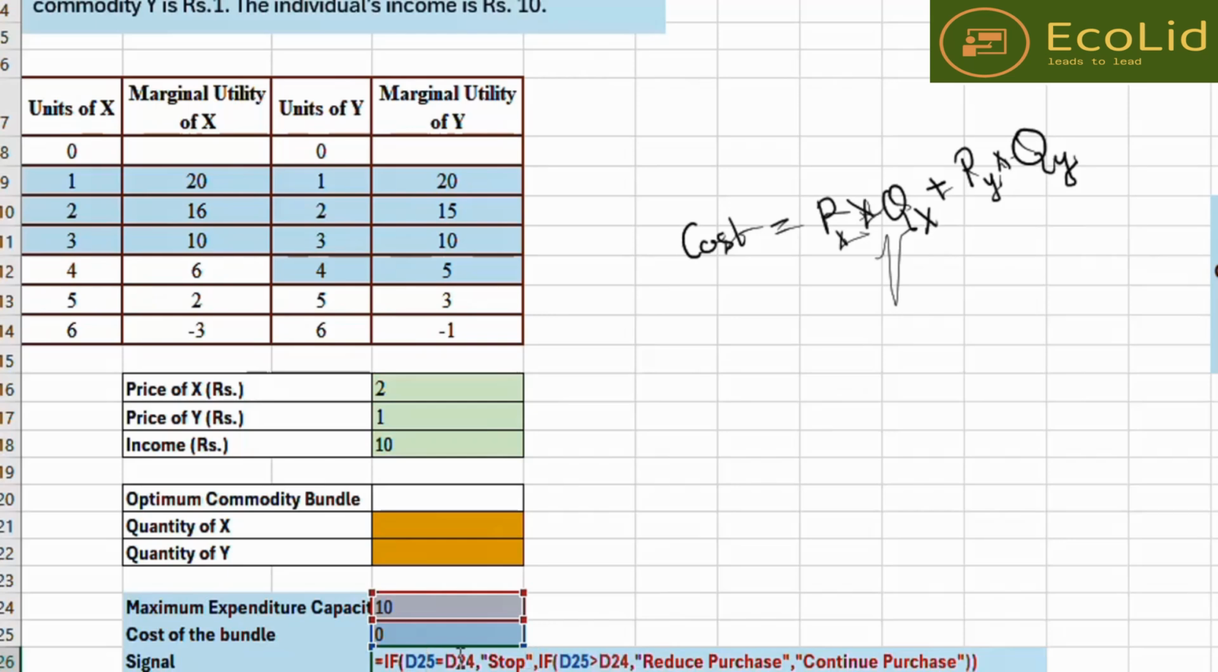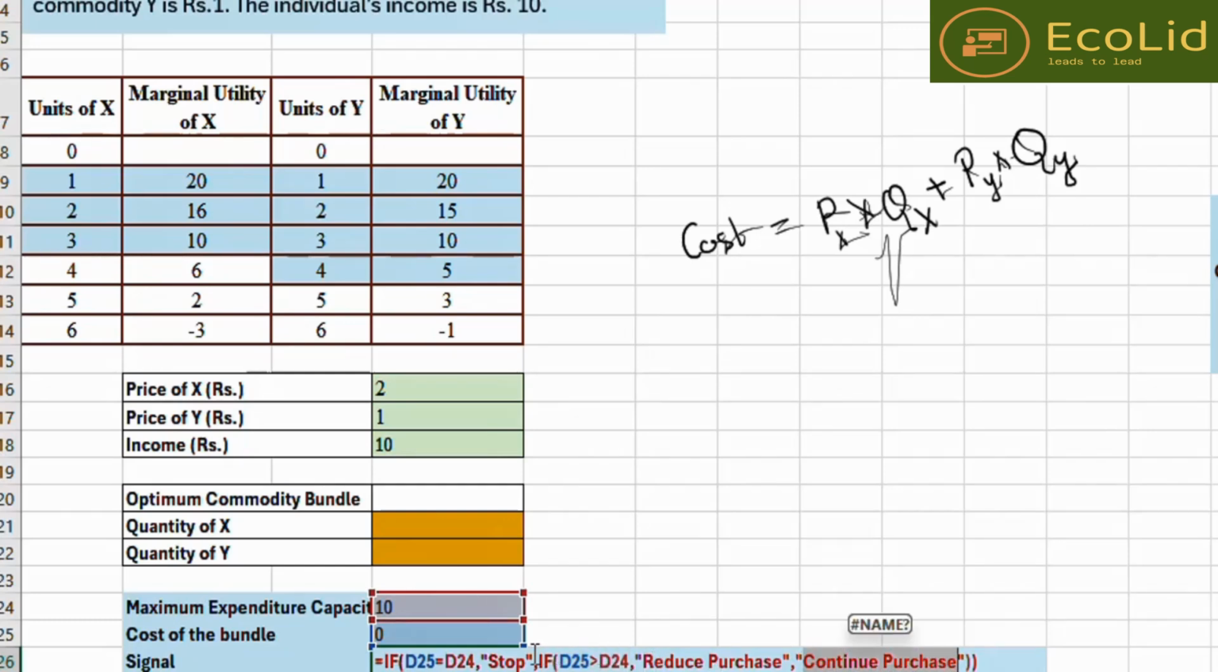If it is not equal, then we will try to find out whether it is greater or less. If it is greater, meaning if the maximum capacity is greater than the cost of the bundle, we will write continue to purchase.